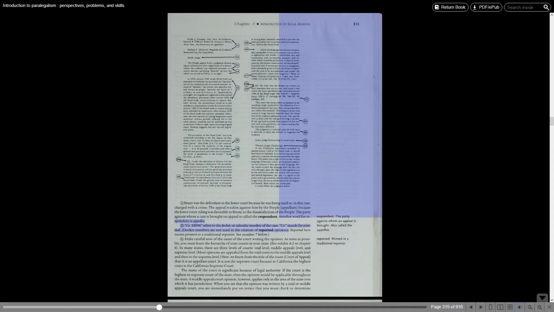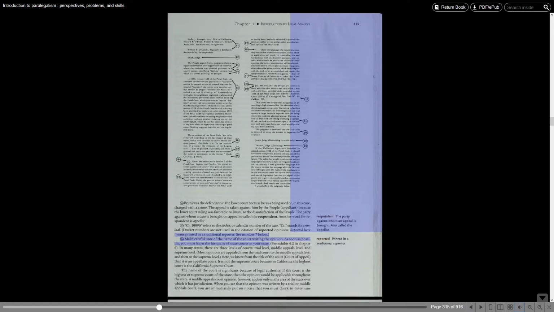DCR 10096 refers to the docket or calendar number of the case. CR stands for criminal. Docket numbers are not used in the citation of reported opinions. Reported here means printed in a traditional reporter. See number 7 below.